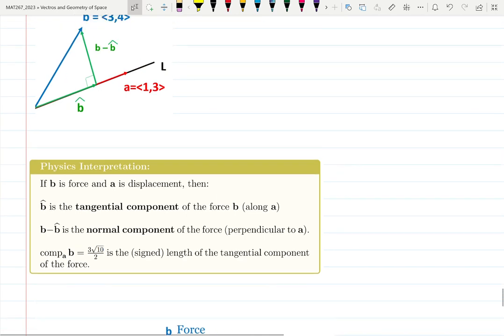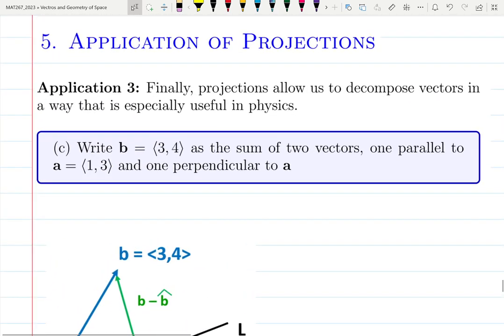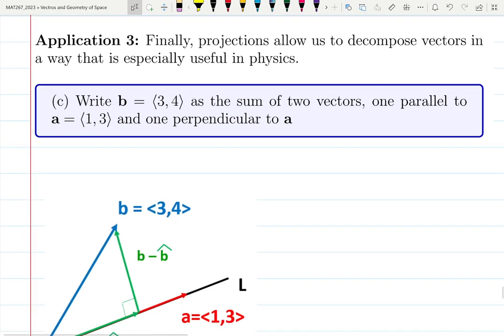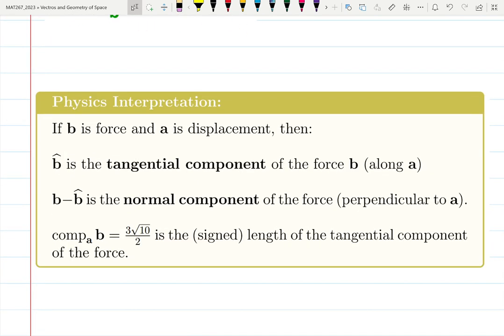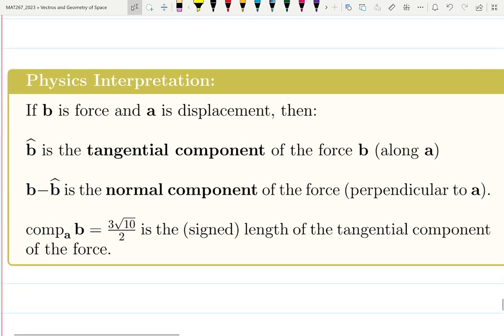This is very interesting from a physics point of view, basically. Application of projection. That's the last thing to know today. The projections allow us to decompose vectors. You don't have to write this down. What you should write down is this. I think this is good.